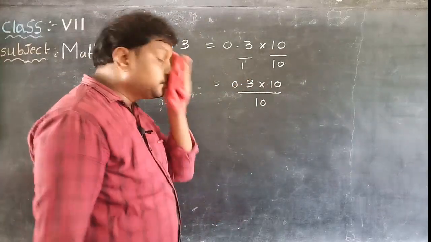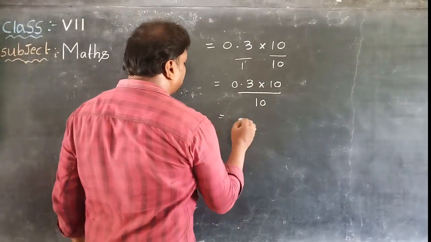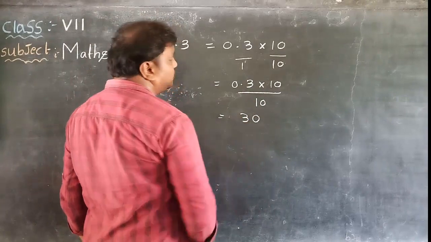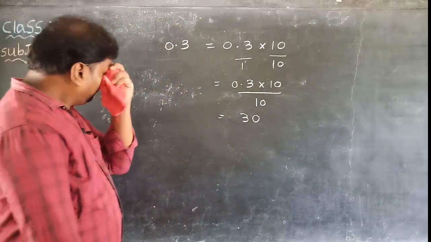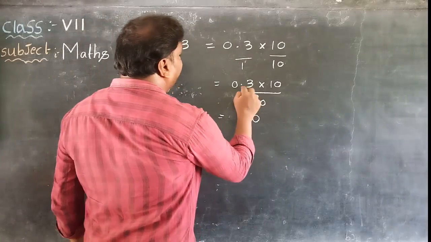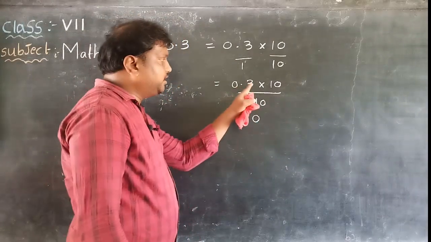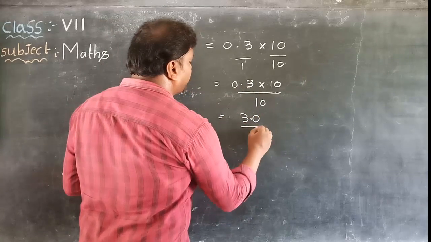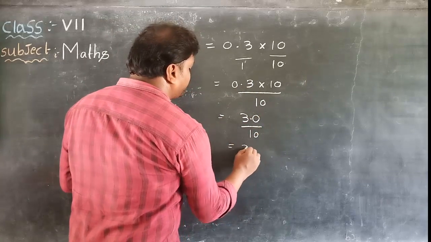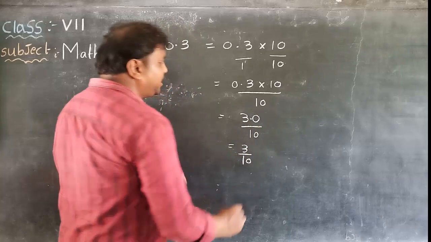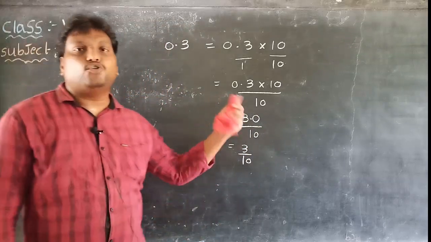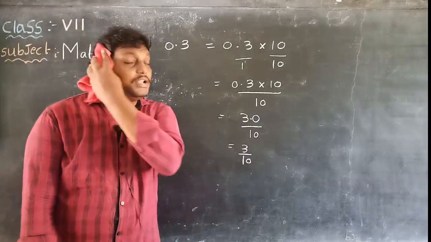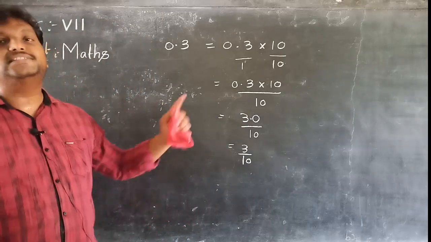See, first, 10 3s are 30. Then here, how many digits are there after the point? After the point one digit, that's why 3.0 will come over 10. 3.0 is nothing but 3. Which means a point followed only by 0 is not valid.